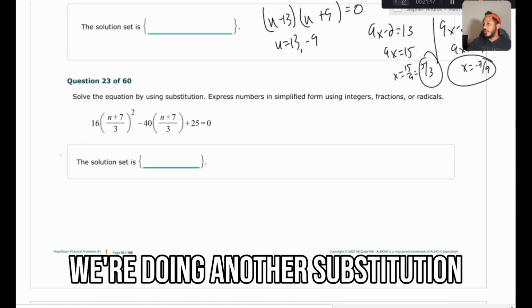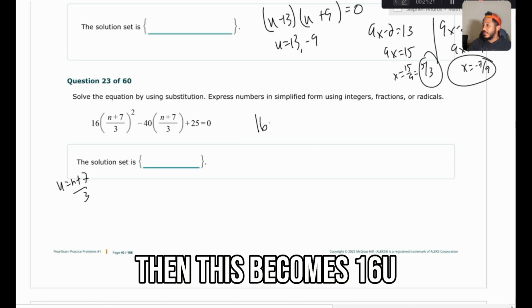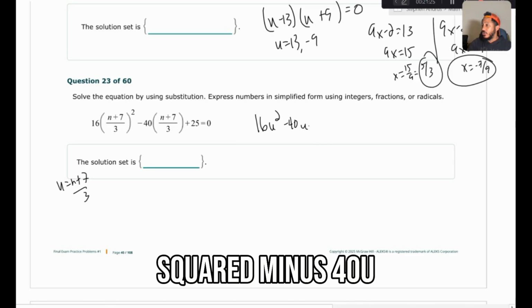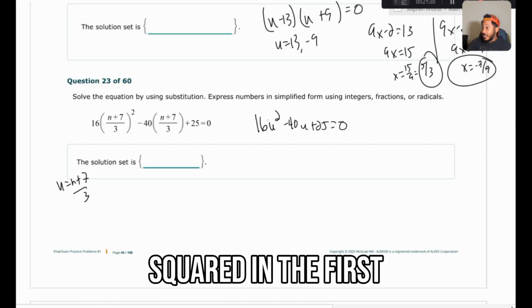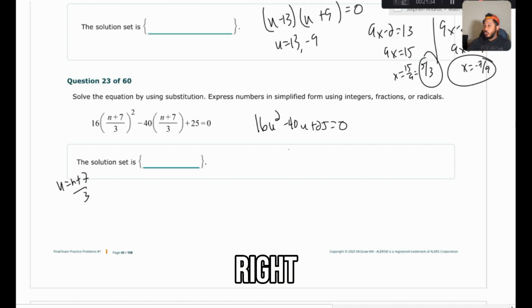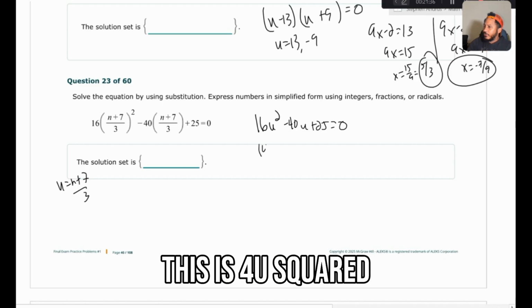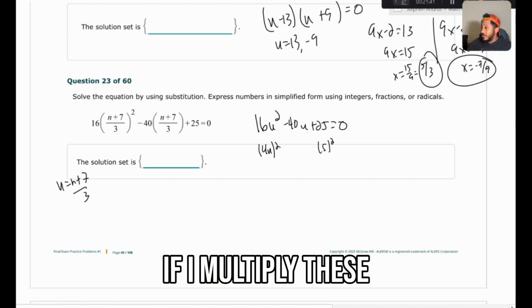Here, we're doing another substitution, right? Let u equal n plus 7 over 3. Then this becomes 16u squared minus 40u plus 25 equals 0. Notice if we see something squared in the first term and something squared in the last term, sometimes this is a binomial squared, right? We check to see, okay, this is 4u squared. This is 5 squared. If I multiply these, we get 20u.